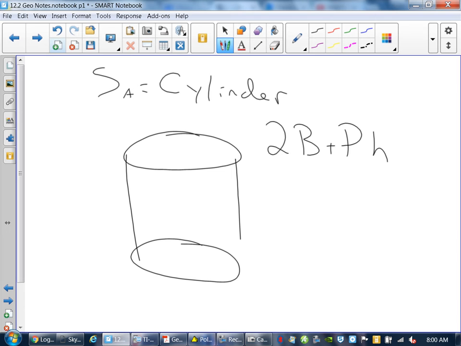Because that's the area of the base. The cylinder always has a circle, so I'm going to write it as 2 pi r squared. Now, Whiskey, you were just saying 2 pi r. 2 pi r is your circumference, isn't it? Isn't circumference the perimeter of a circle?